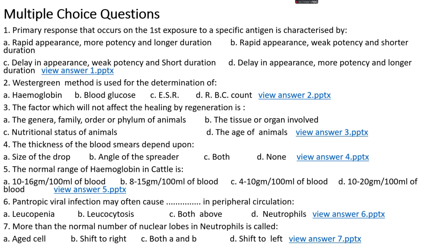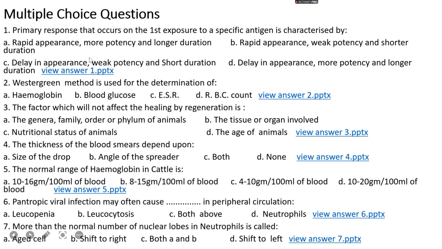Rapid in appearance, more potency and longer duration. Option B: rapid appearance, weak potency and shorter duration. Option C: delay in appearance, weak potency and short duration. Option D: delay in appearance, more potency and longer duration.